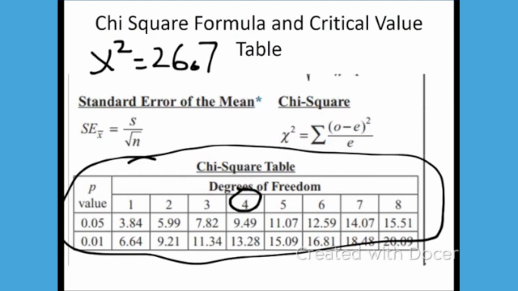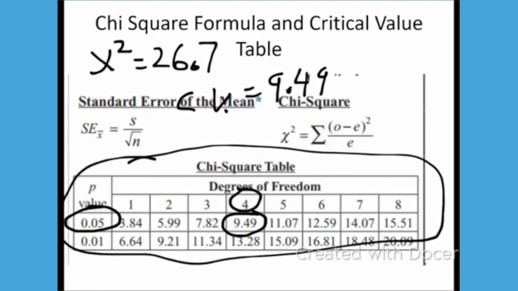Also, we have to know the proper p-value to use. For AP Bio, unless you're told differently, you're always going to use the 0.05 level. That's essentially almost like an error level, and I'll explain more about that in a minute. So if we use 4 degrees of freedom and a p-value of 0.05, we get a critical value right here of 9.49. I'm just going to abbreviate that as CV.